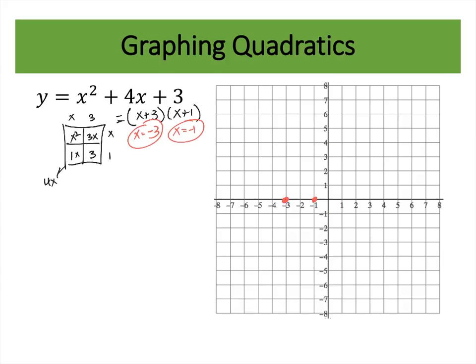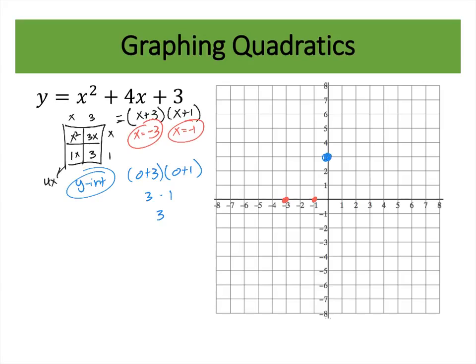And then I'm going to do the y-intercept. So I'm going to substitute 0 into the equation. So 0 plus 3 times 0 plus 1. So that's 3 times 1, or just 3. So I've got my y-intercept on the grid.